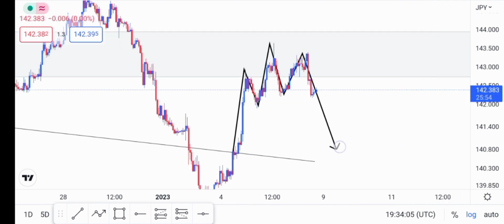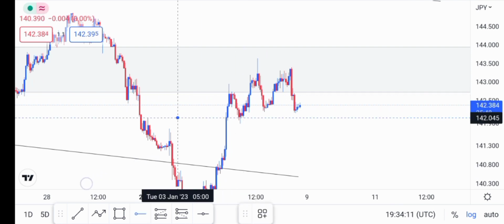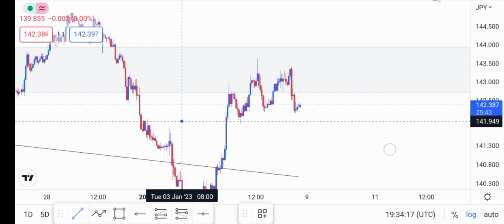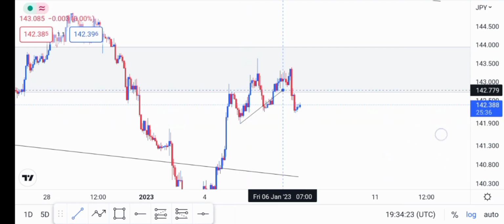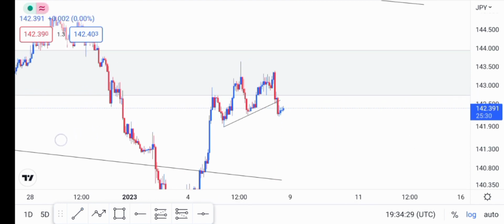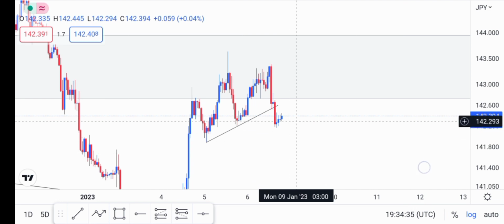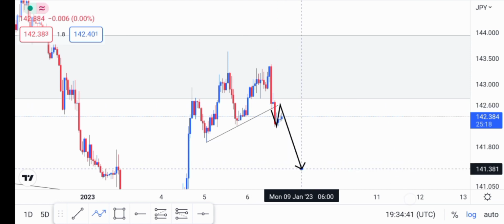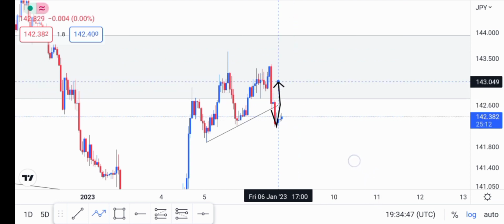So let me remove this for now, and let us try to find the neck of this head and shoulder. Starting from this point, the neck of this head and shoulder won't be straight. It'll be a bit like this. So if you look closely, you can see we did break this neck here. We could be pushing to the lower side, but it seems like we're having a little bit of rejection right over here, a retest before pushing to the lower side, or going back to this trend line that we have.